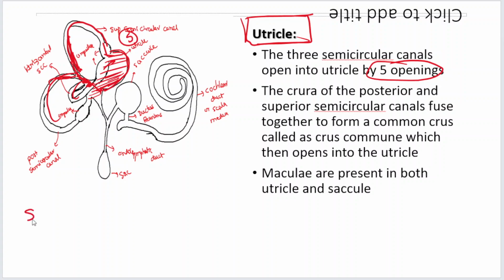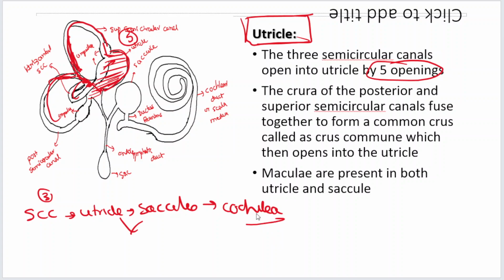So from posterior to anteriorly, we have the three semicircular canals. All the three semicircular canals will open into the utricle. So utricle will go into the saccule. Utricle and the saccule are connected to each other, and the saccule connects to the cochlear duct or the membranous cochlea. Okay, so the crura of the posterior and superior semicircular canal fuse together to form crus commune, which opens into the utricle.